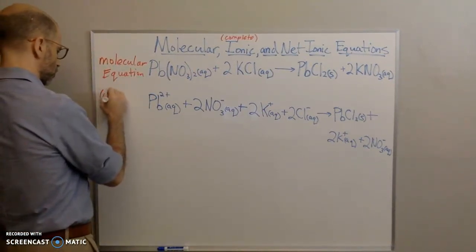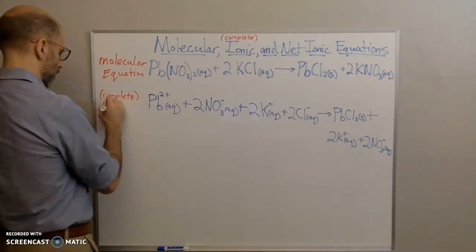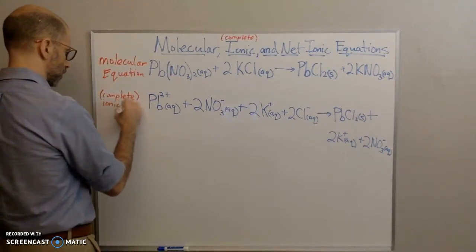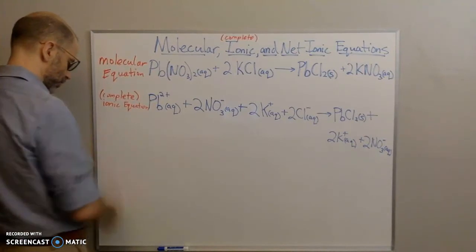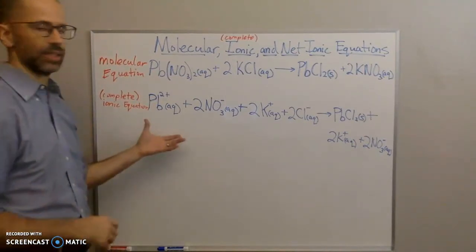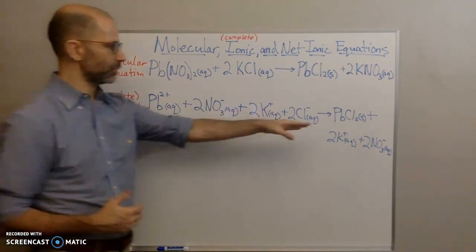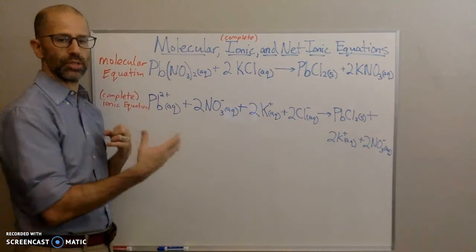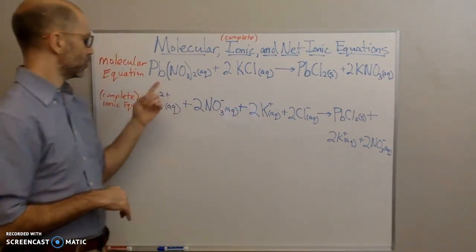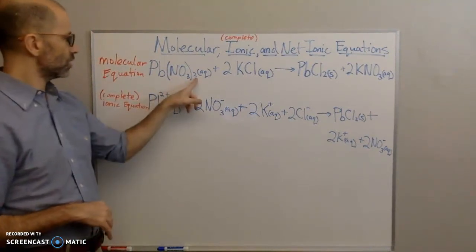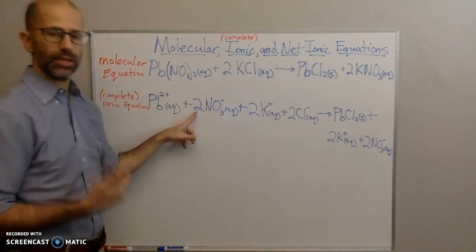So complete ionic equation. And as you can tell, the reason it's called a complete ionic equation is that all of the ions are separated except for the solid substance here. So if it's aqueous, then you separate the ions and everything is balanced as before. So if I had a subscript for the polyatomic ion, I have it as a coefficient.